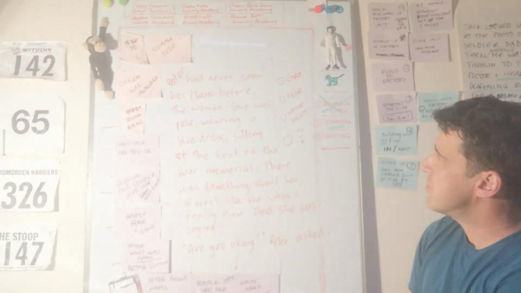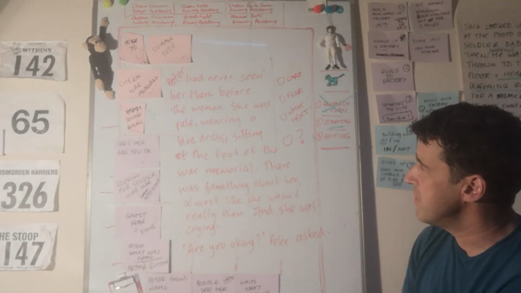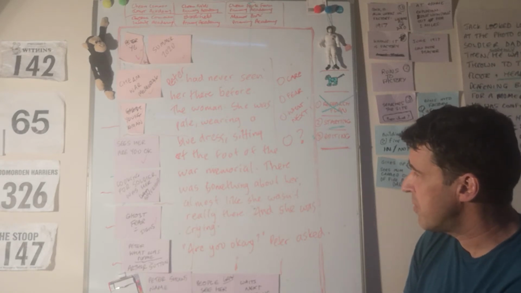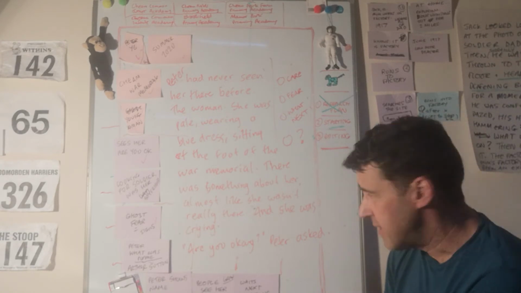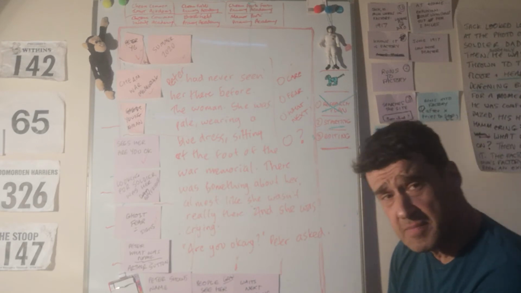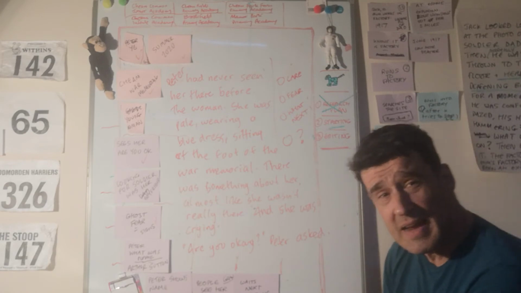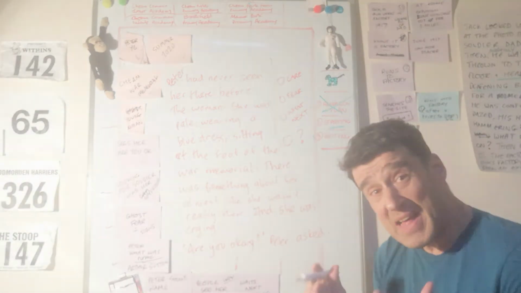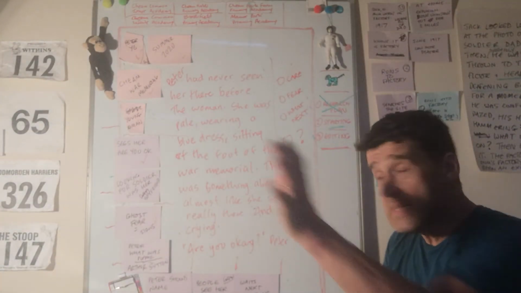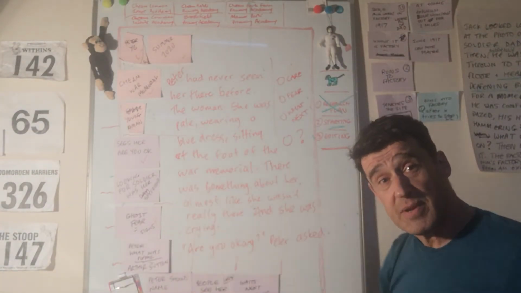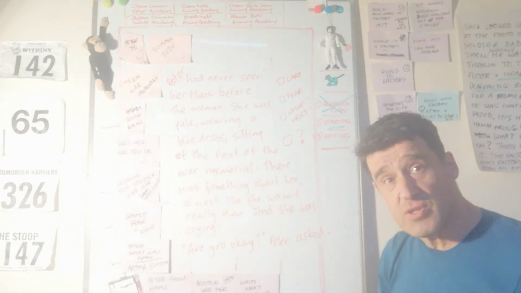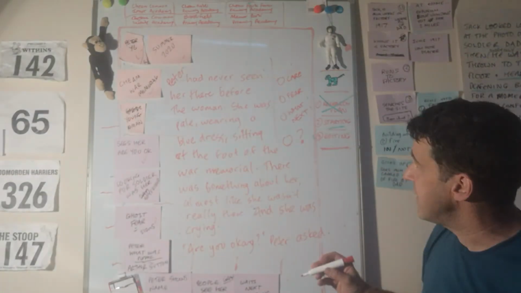Peter had never seen her there before, the woman. She was pale, wearing a blue dress, sitting at the foot of the war memorial. There was something about her, almost like she wasn't really there. And she was crying. You okay? Peter asked. So that captures a lot of what we wanted there. Does it capture what we wanted here? These little checklists, either side, when you're writing, are really useful because you can make sure you get into your story what you want to get into your story.